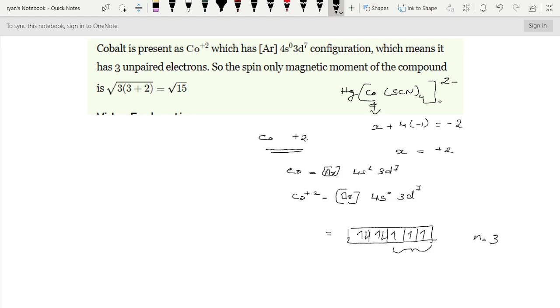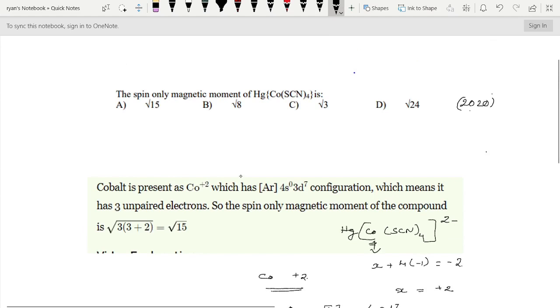For calculating the magnetic moment, there is one formula: root of n into n plus 2. Now we can substitute n is equal to 3. Therefore root of 3 into 3 plus 2. The answer will be root 15. Therefore option A is the correct answer.